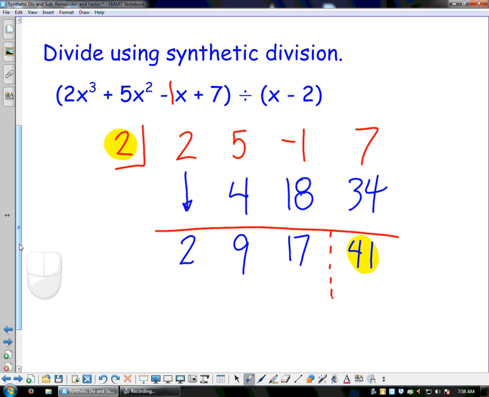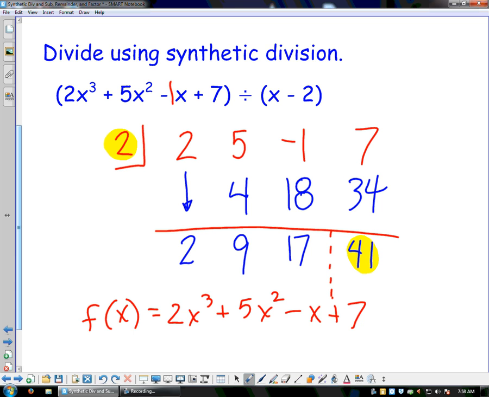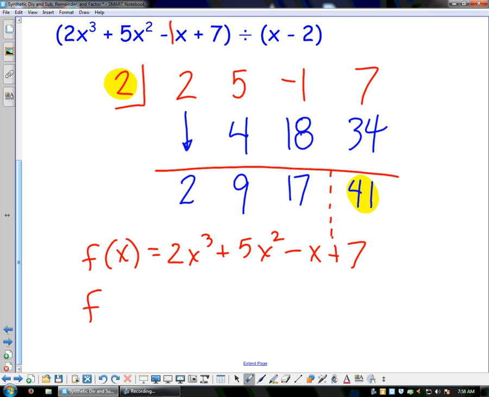All right. So if we take this as a function, f of x equals 2x cubed plus 5x squared minus x plus 7, and evaluate for f of 2, so if we do that directly, just plug it right in and evaluate what it is, you're saying this is going to turn out to be 41. I bet you it will be.